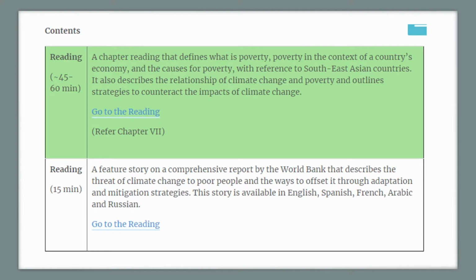A short story which is based on a report of the World Bank that describes the threat of climate change to poor people and ways to offset it through adaptation and mitigation strategies.